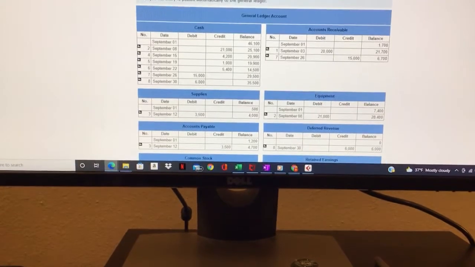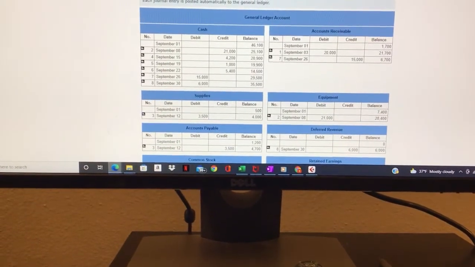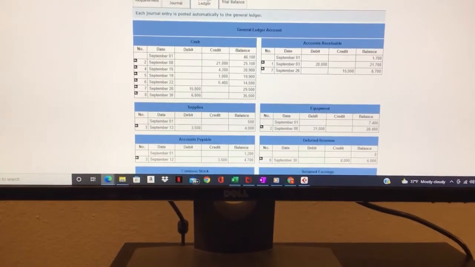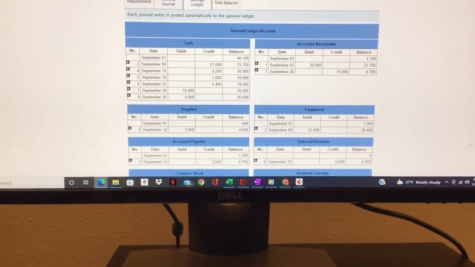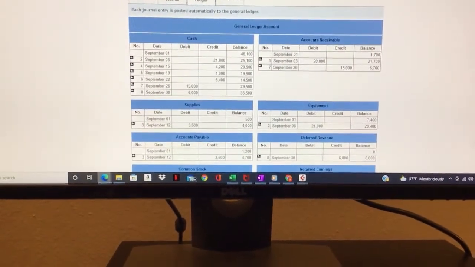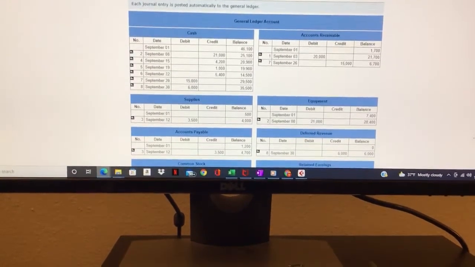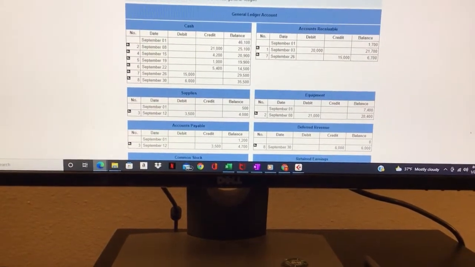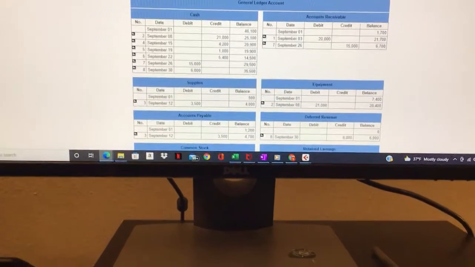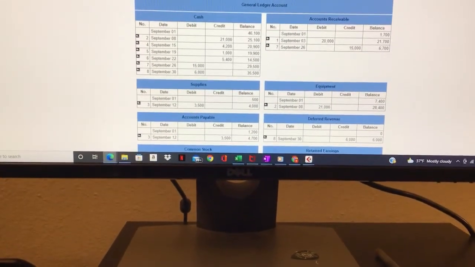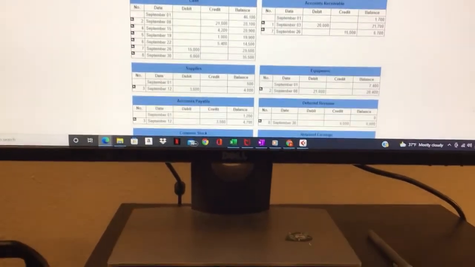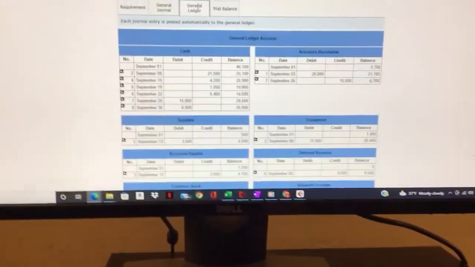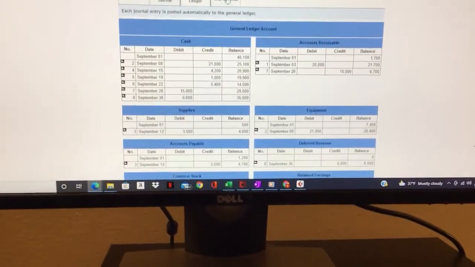And then when we're finished with a month, each of these accounts will have a final balance. Notice, for example, that the cash balance is $36,500. Notice the accounts receivable balance is $6,700. Notice the supplies balance of $4,000, the equipment balance of $28,400, accounts payable balance of $4,700, deferred revenue balance of $6,000, and watch what happens on the trial balance, the last thing we do.